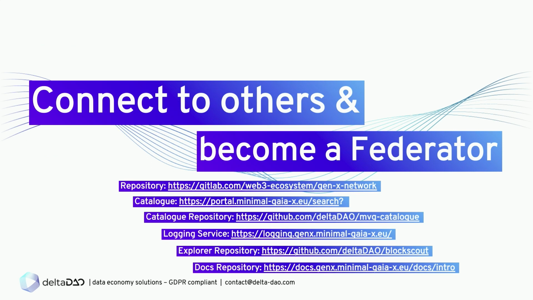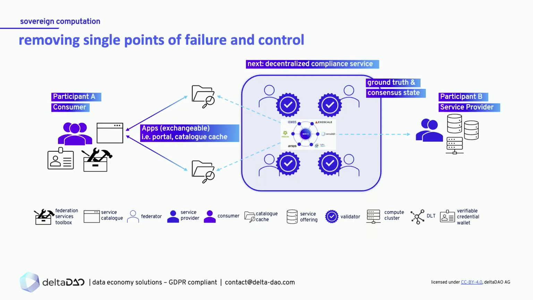Connect to others and become a federator. Now you are up and running. You have a product. People can actually consume it and connect to you. What's next? For us, it has been removing all single points of failure and control. Because you are delivering a lot of value to the ecosystem, and you want to make sure that it's resilient. So if infrastructure components or participants are taken down or taken out by malicious actors, your ecosystem continues to run. You want to make sure of that.